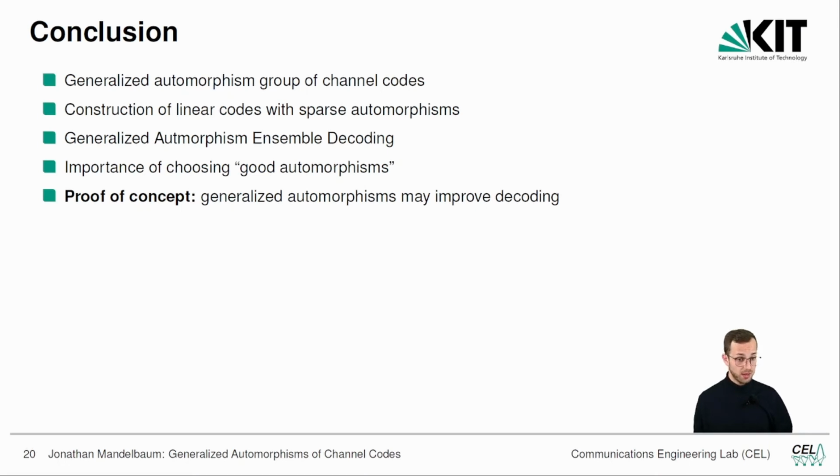In this setup, we discussed the importance of choosing good automorphisms. One important KPI in this case is the weight over permutation, because a certain weight over permutation leads to information loss. And to again highlight it, we have proven the concept that generalized automorphisms may indeed be used to improve decoding and therefore significantly enlarge the search space for suitable automorphisms to improve decoding.